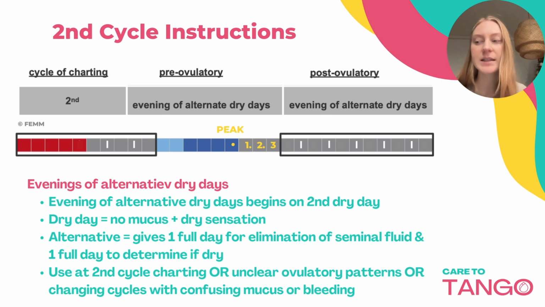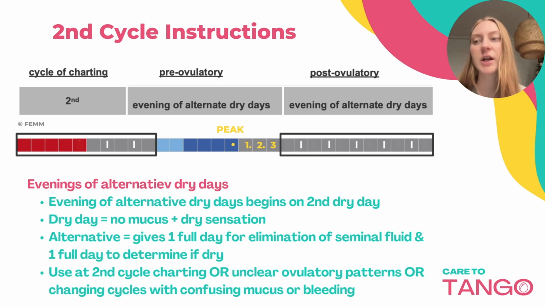A dry day is going to be no mucus and a dry sensation. Alternate days allow for a full day of the elimination of seminal fluid and then a second full day to determine dryness and infertility. Evening allows a full day for mucus to be brought forward by gravity and the motion of the day. This is going to be your first cycle in which you might have intercourse, and therefore you have to distinguish between your biomarkers and seminal fluid.